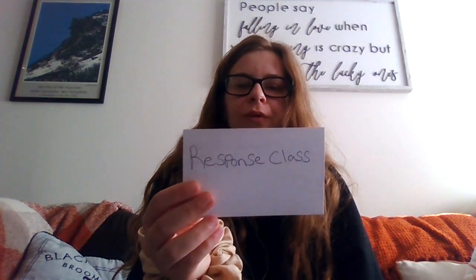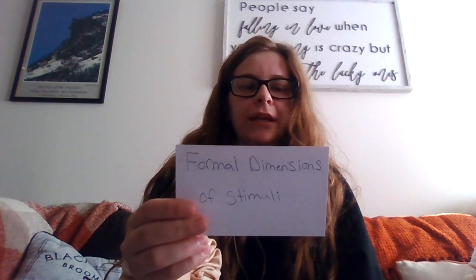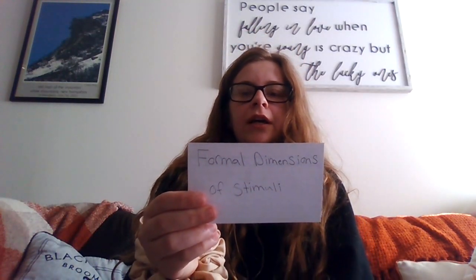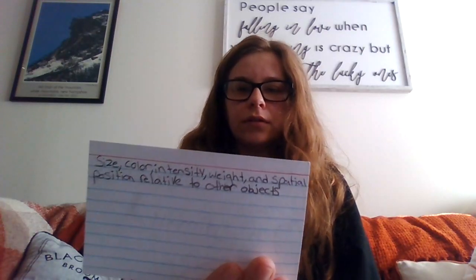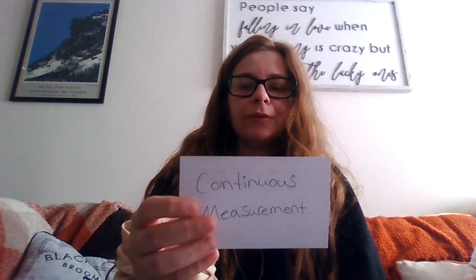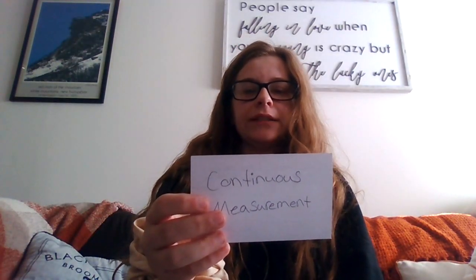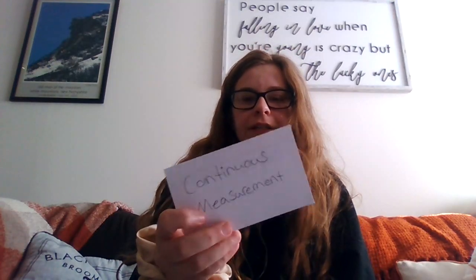A group of responses with varying topography that all have the same effects on the environment: response class. Size, color, intensity, weight, and spatial position relative to other objects: formal dimensions of stimuli. Measurement procedures that capture every occurrence of behavior: continuous measurement.